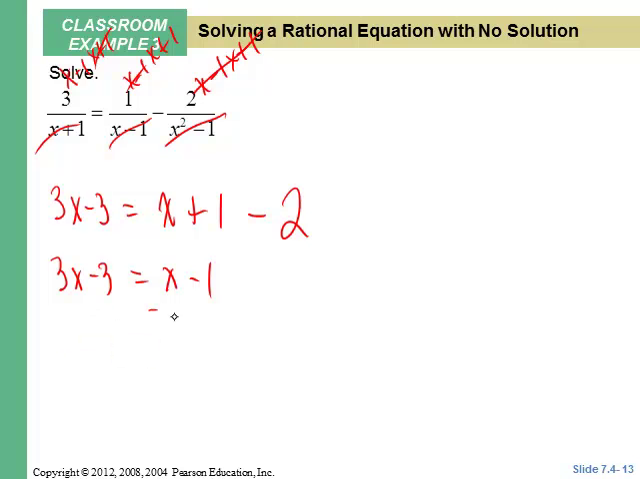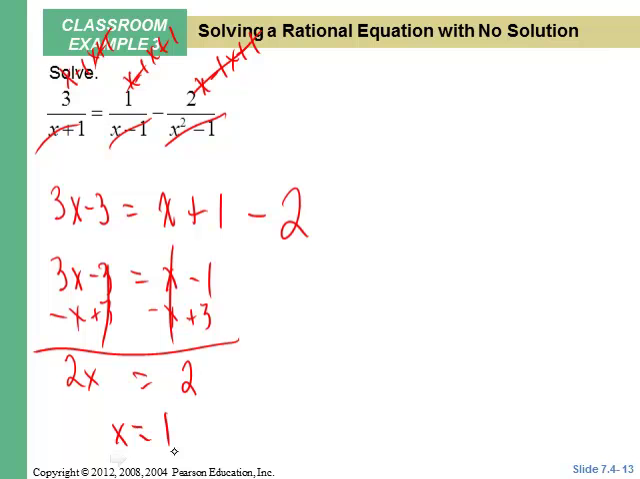Let's subtract x from each side, add 3 to each side. We get 2x equals 2, x equals 1. Now, 1 and 1 makes 2, so that's okay. 1 minus 1 is 0. So while this does solve the equation, it can't be the denominator, and so we say there is no solution.